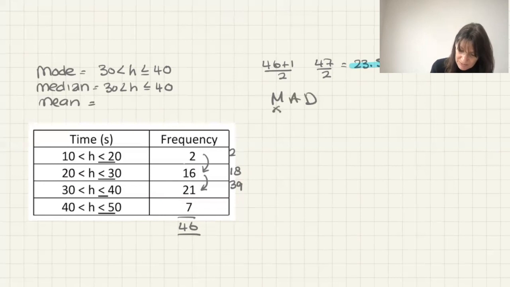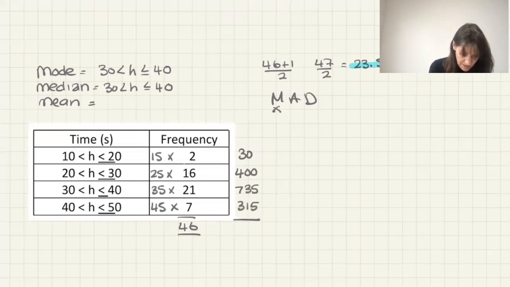All right, so going on to our MAD method then. So we're going to do that multiplying first. So let's just clean that up. So this is going to be 15, 25, 35, and 45. So I'm going to multiply all of these up. I've got 30, 400, 735, 315. Okay, and at the add stage, this is adding to 1480. I've already got my frequency added from when I did the median.